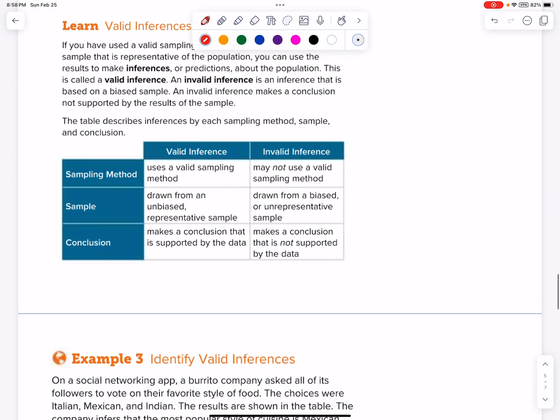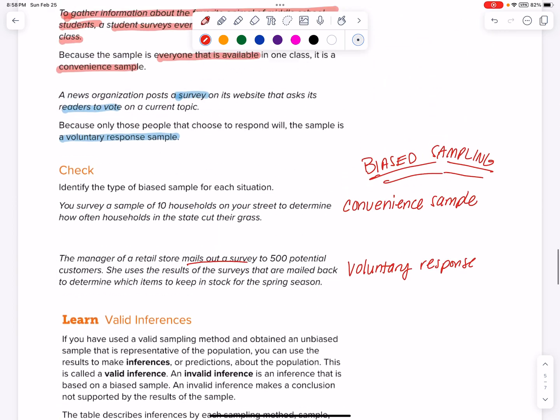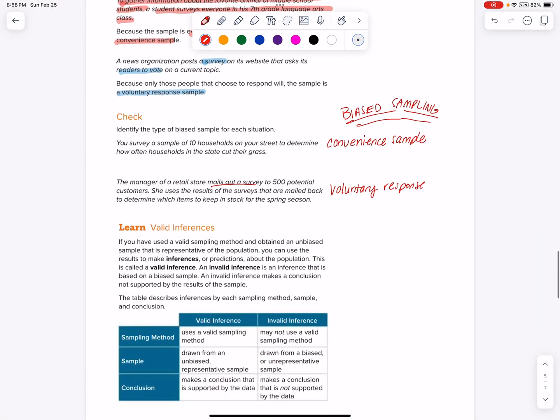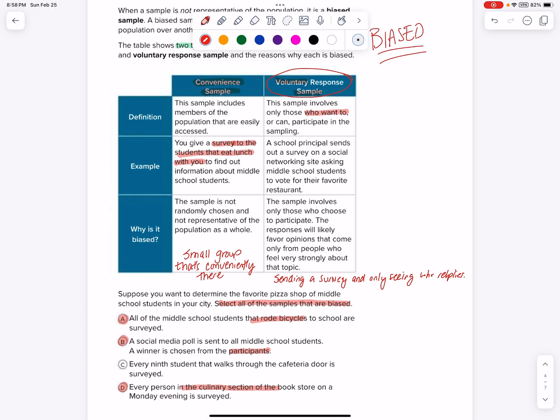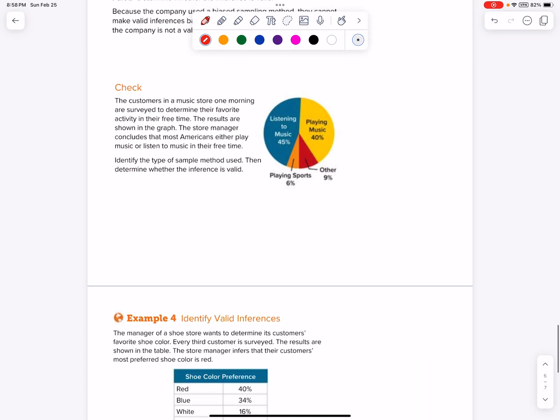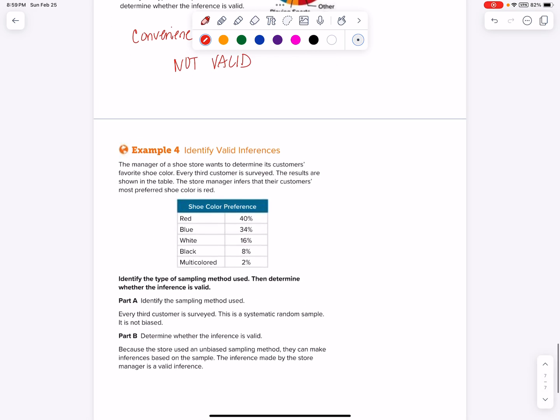Okay, so let's go back up, okay, and think about this. So we have convenience and voluntary. Okay, so convenience is a small group that's conveniently there. Okay, so this is a convenience sampling method, and so it's not valid. Okay, you would have to do a random, like every fourth person who walks in or things like that. Okay, all right, let's go ahead and take a look at number 4.